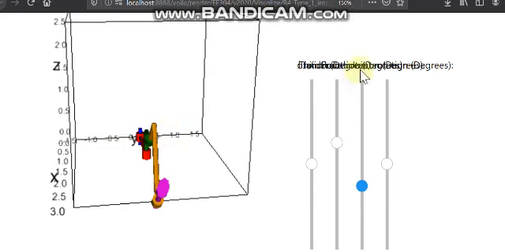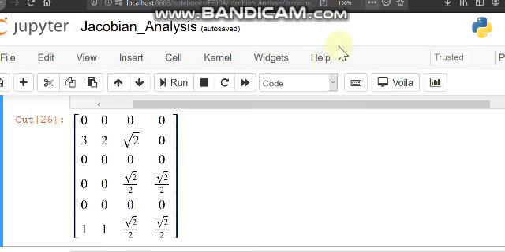Therefore, in the third column, last three rows of the Jacobian matrix, we expect non-zero values for x and z, but zero value for y. Let us just check it. So here is the Jacobian matrix. This is the third column. These are the last three rows. X portion and z portion are non-zero and y portion is 0. Indeed, it is very much consistent.